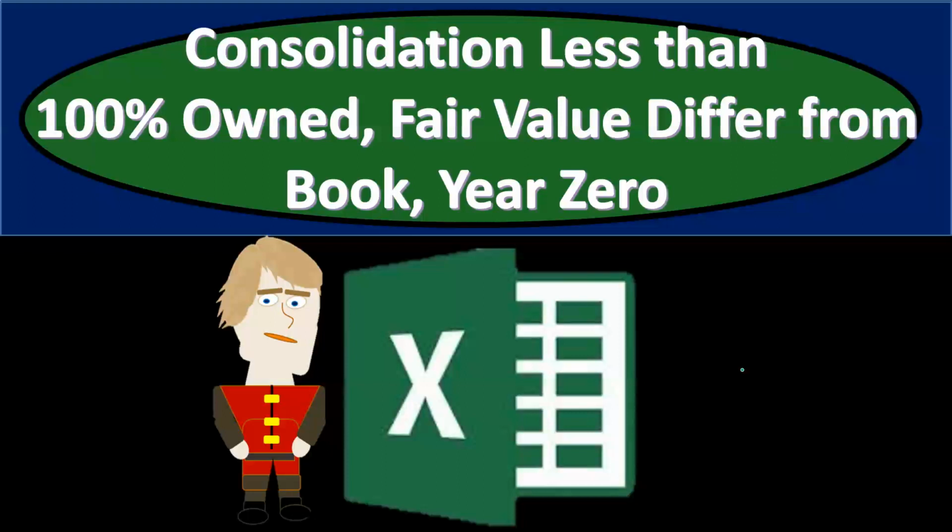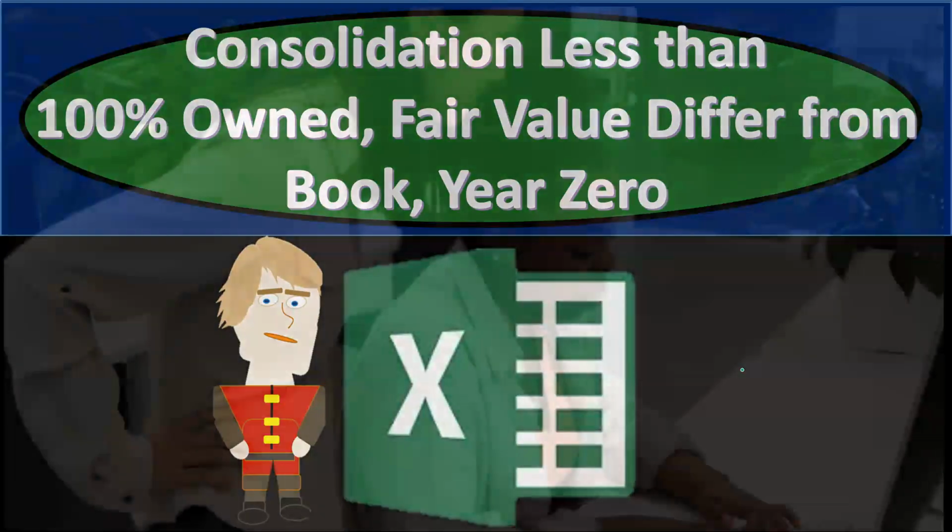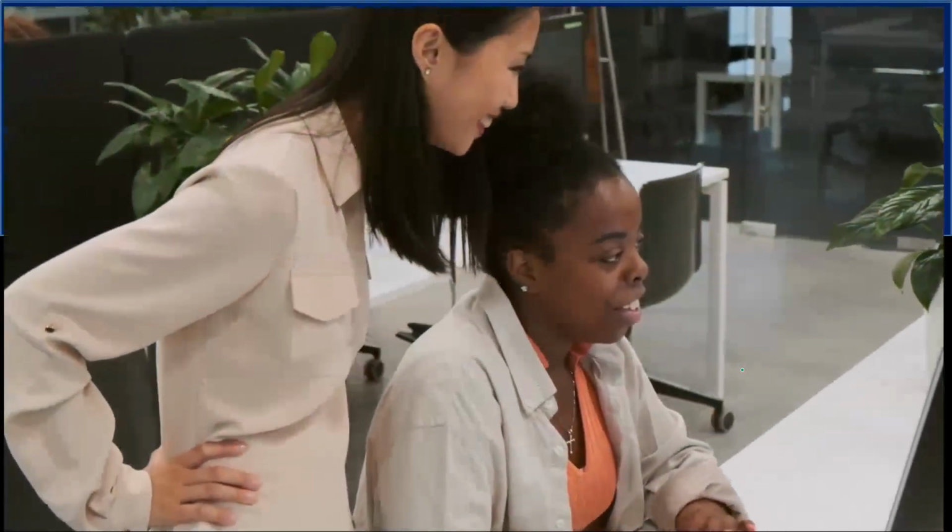We will have a difference where the fair value is going to differ from the book value. We will be considering this in year one. In other words, we're going to do the consolidation right after the point in time that the purchase took place. Get ready to account with Advanced Financial Accounting.